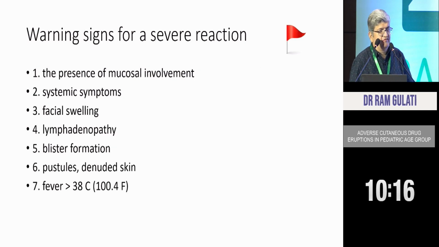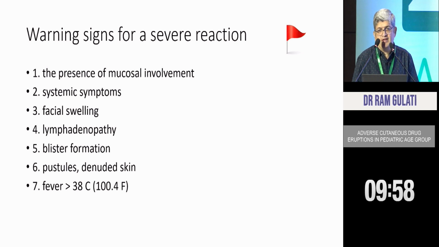What is a warning sign for a severe reaction? One has to always look out for the presence of mucosal involvement, systemic involvement, facial swelling and lymphadenopathy. These two things were discussed yesterday as well. They can also be seen in DRESS syndrome, which is a severe reaction. Blister formation, so anything which has water-filled blisters, pustules, denuded skin. You can see denuded skin, for example, in toxic epidermal necrolysis, in bullous SJ syndrome, in bullous FDE. Or if you've got a persisting high fever with a corresponding rash. So these are warning signs for a severe reaction.